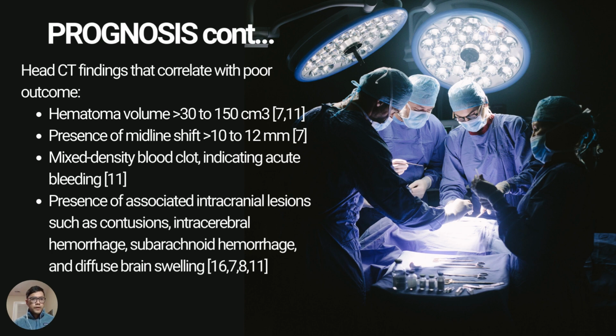Also, head CT findings that correlate with poor outcome are as follows. So, hematoma volume more than 30 to 150 cubic millimeter, presence of midline shift 10 to 12 millimeter, mixed hematoma and hemorrhage indicating acute bleeding, presence of associated intracranial lesions such as contusion, intracerebral hemorrhage, subarachnoid hemorrhage, and diffuse brain swelling.